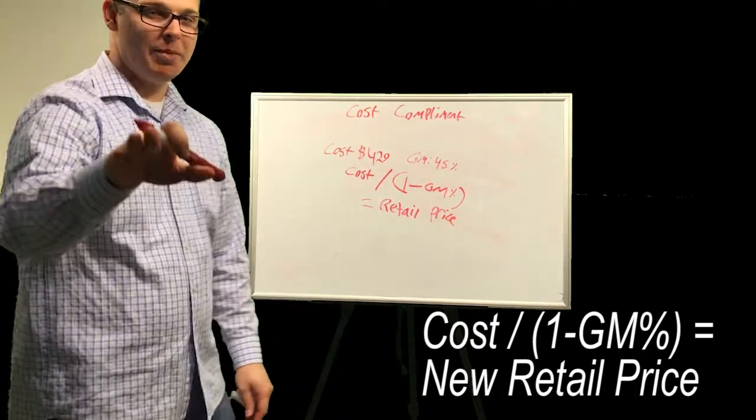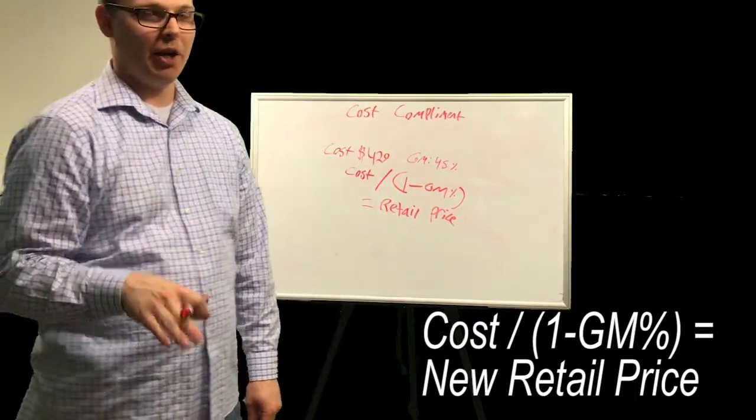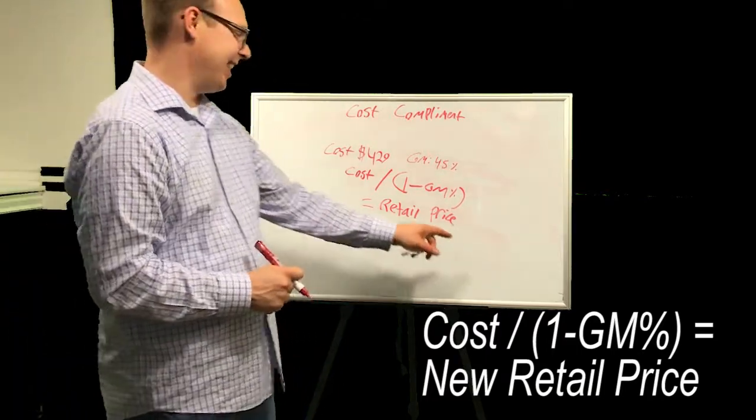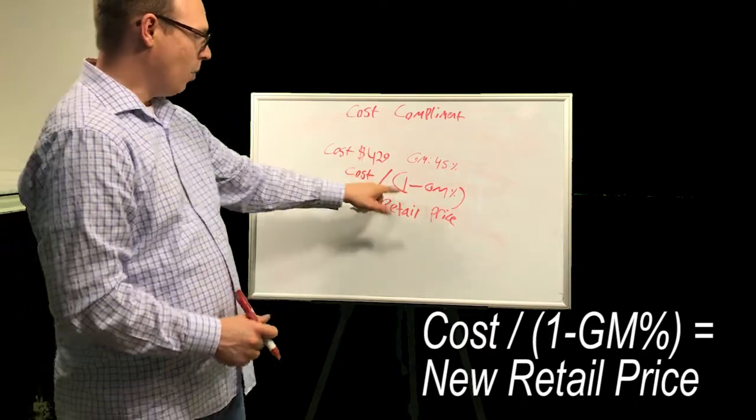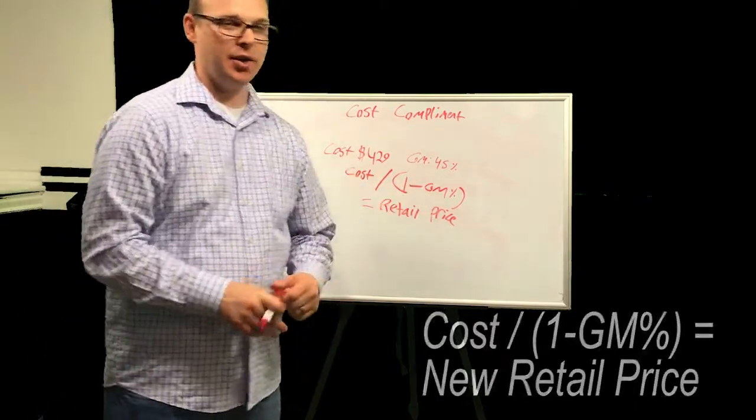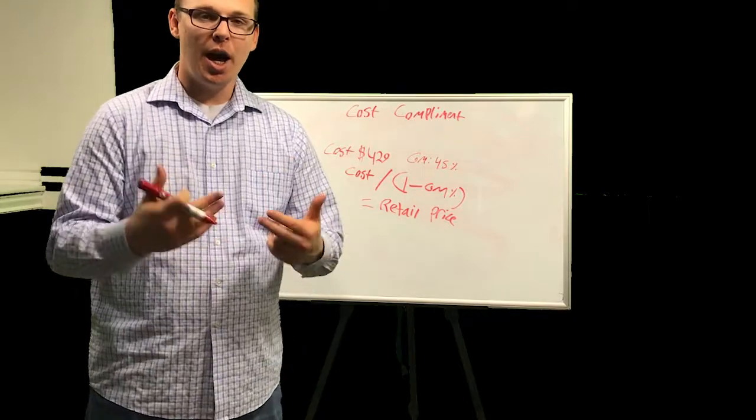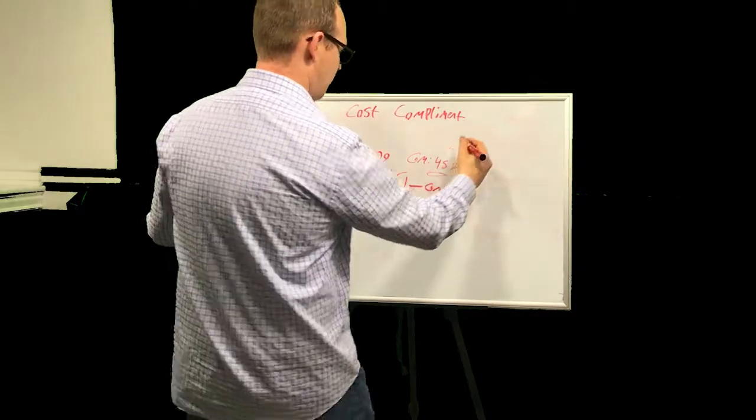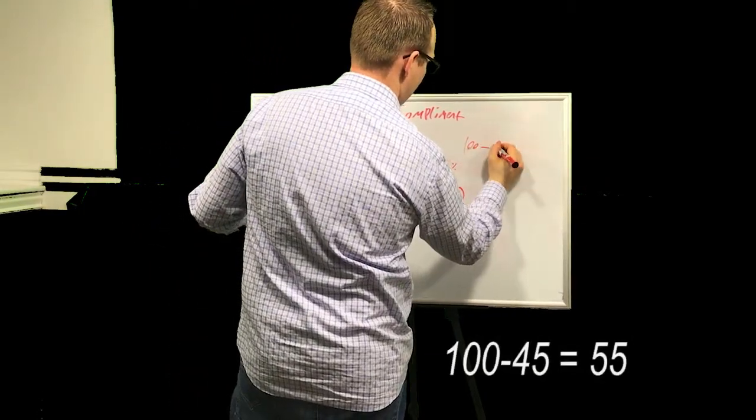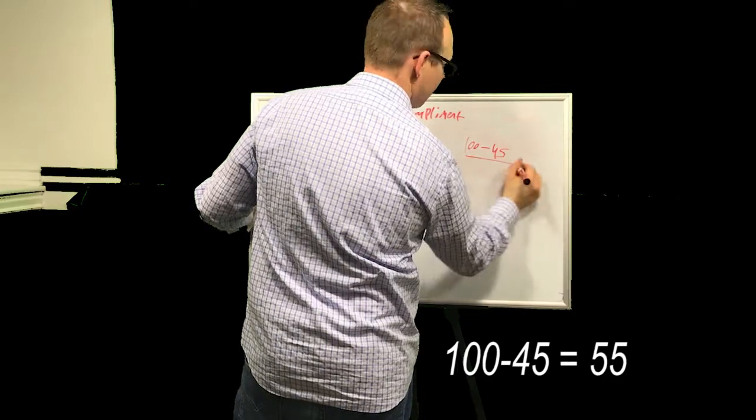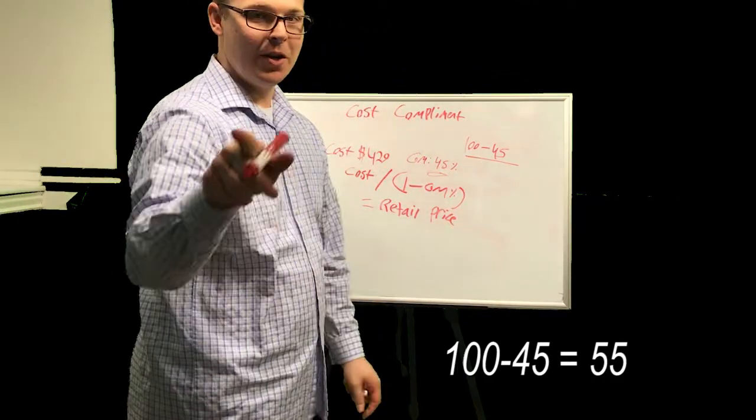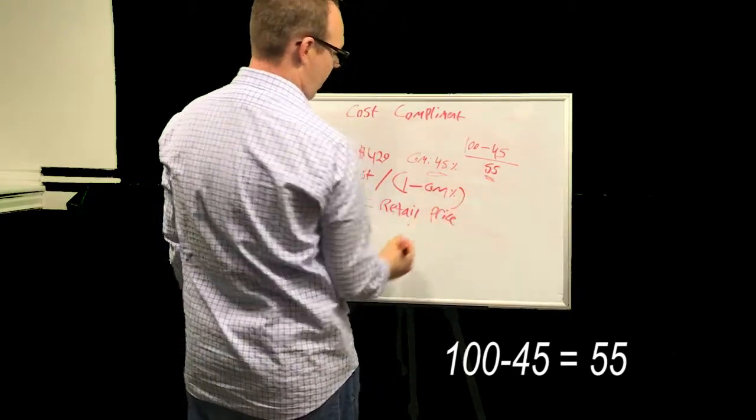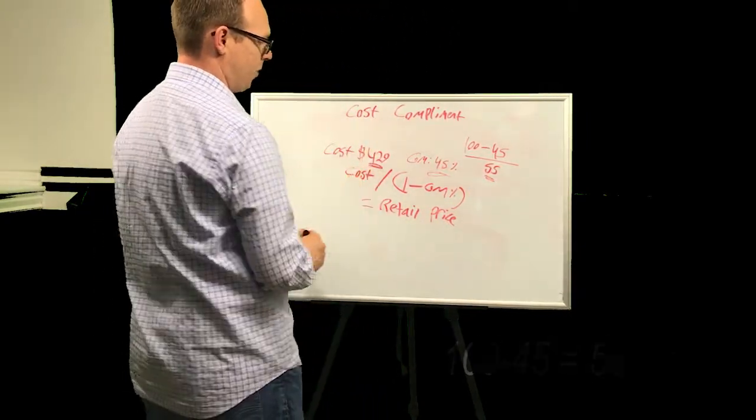Okay, what do we learn in math? I don't remember this in school, but luckily I learned it when I was in business, right? You learn this in the streets. Work your brackets first. So 1 minus your desired gross margin percent. So 1 is represented as 100. So 100 minus our desired gross margin percent. Let's work that. 100 minus 45. Any mathematicians out there? It's 55. That is what I'll be dividing our cost of $429 by.